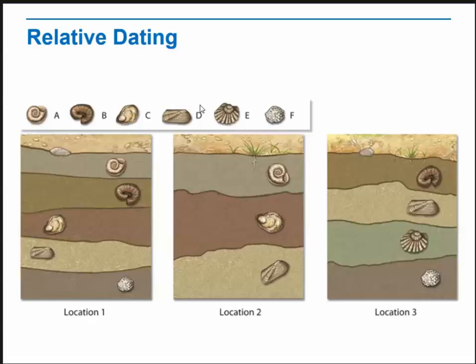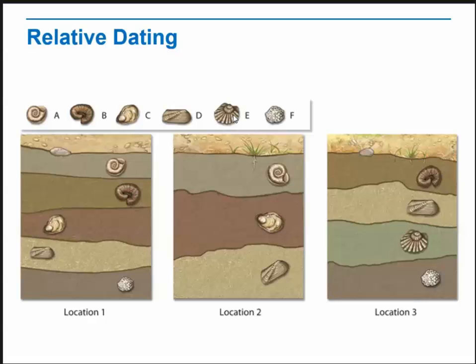That would be fossil D. Using the index fossils shown, determine which layers are missing from each location. Well, in location 1, the layer with index fossil E is missing.